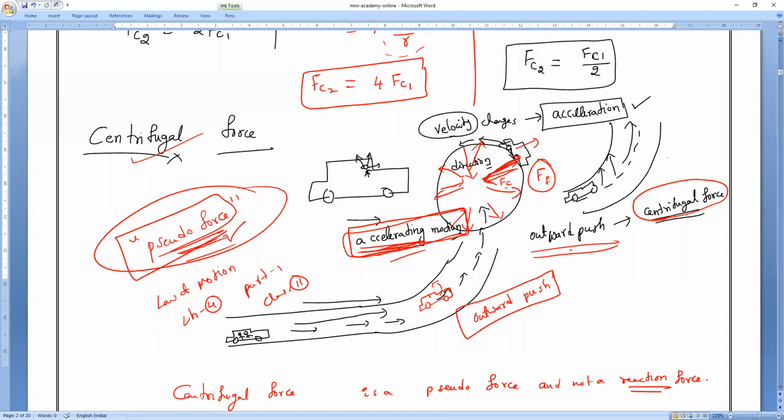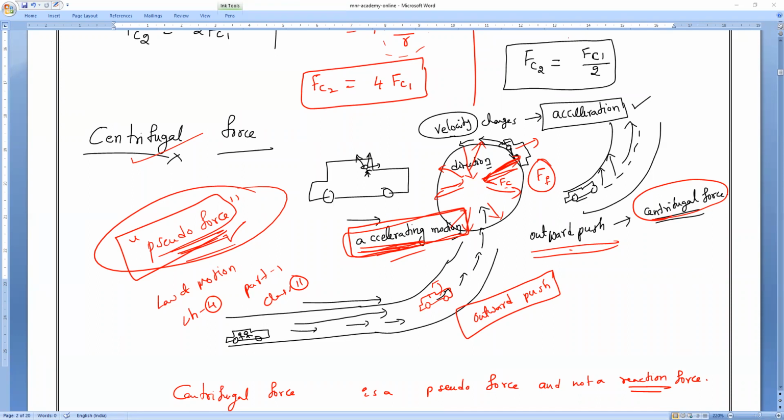Passengers seated in a car experience an outward push, comma, when the car moves along a circular path, or turns around a curve.